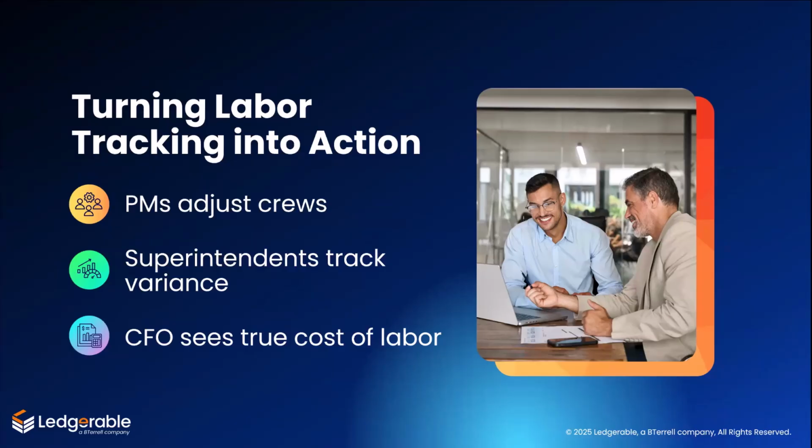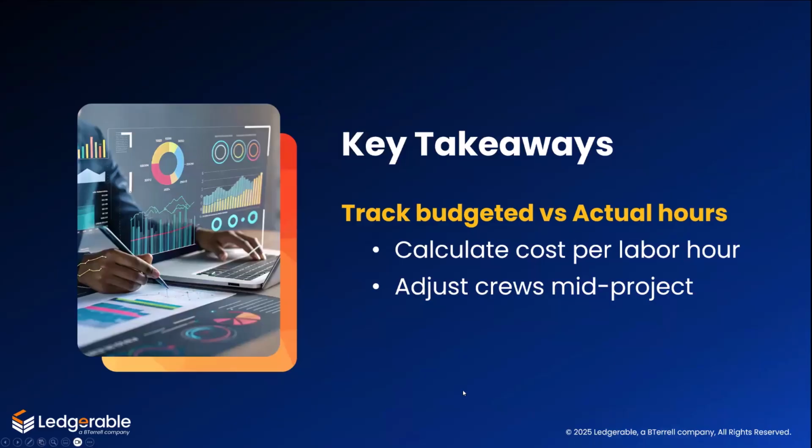And this isn't just about efficiency. It's about protecting your margins by making mid-course corrections. To wrap up, labor is your biggest cost center and often your biggest risk. And by tracking labor productivity and cost per labor hour in real time, you give your PMs, superintendents, and finance team the data that they need to act early, whether that means reallocating crews, revising the schedules, or protecting the cash flow.